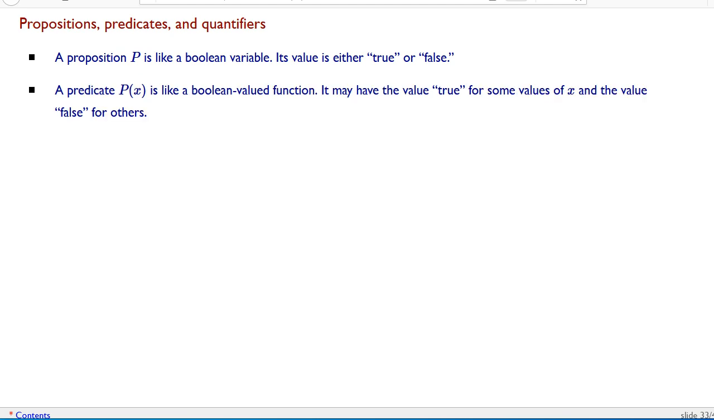A predicate, in contrast, is a function, and we write it p of x. It's a function of an integer x, and it may be true for some values of x and false for others. A simple example of a predicate is being a prime number. That would mean that p of 2 and p of 3 are true because 2 and 3 are prime numbers, p of 4 is false, and so on.